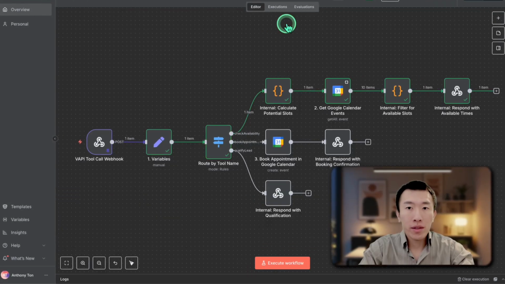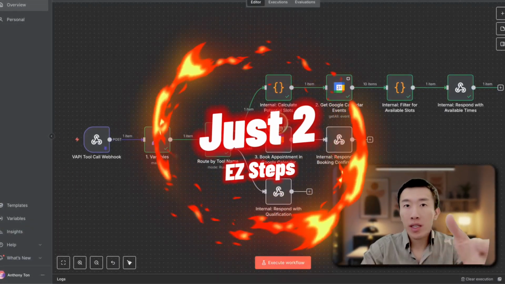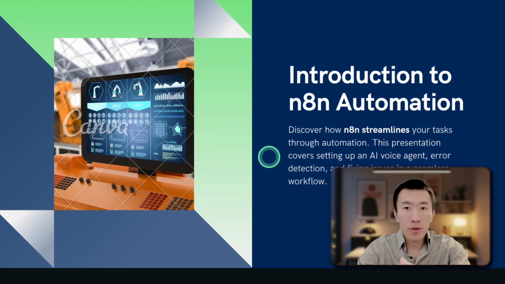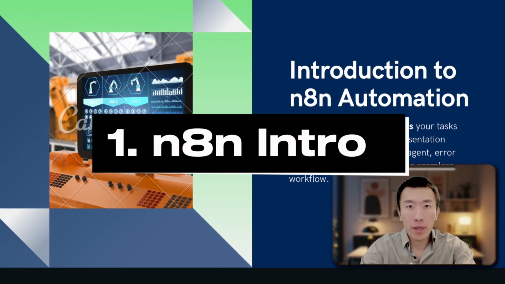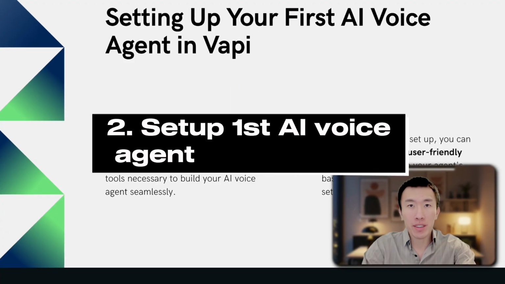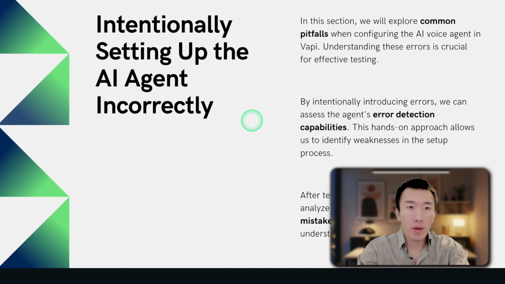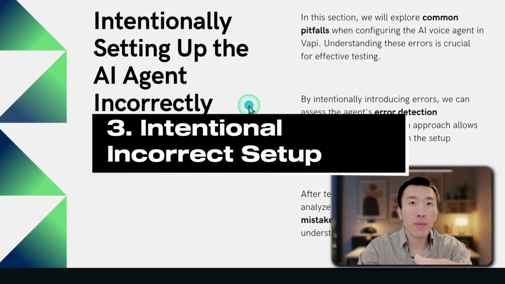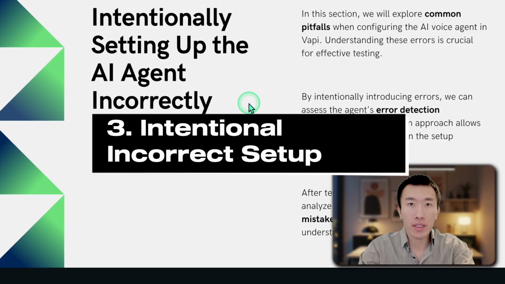From this to this in just 2 easy steps. The first thing I'm going to do is give you a quick introduction to n8n automation. After that, I'm going to show you how to set up your first AI voice agent in VAPI in just a couple minutes. And I'm actually going to set it up incorrectly on purpose, so make sure you pay attention to see if you can find where I'm messing up on purpose.